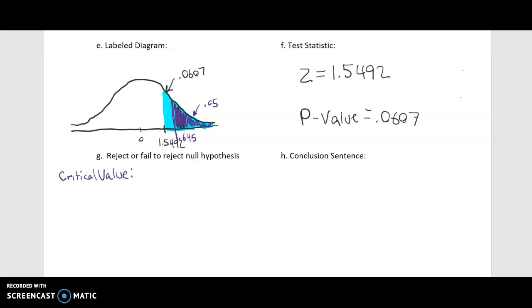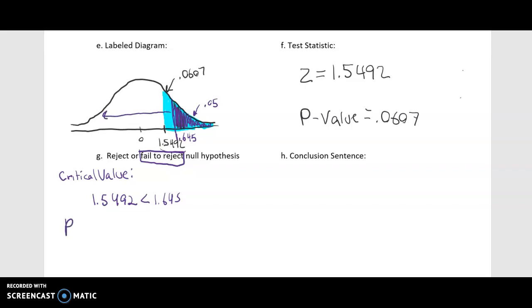Using my critical value method for a right-tailed test, I can see that 1.5492 is not as extreme as 1.645. It's in the fail to reject region. So 1.5492 is less than 1.645, and it's in the fail to reject region, which is anything before the purple shading.